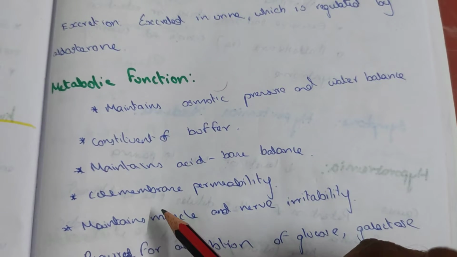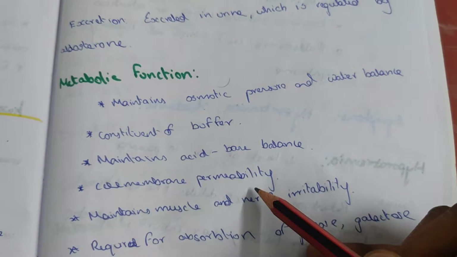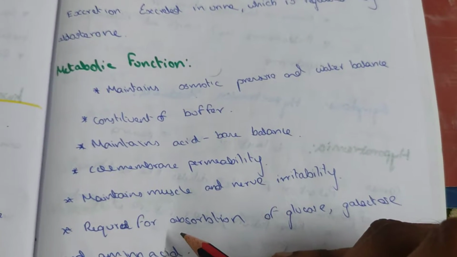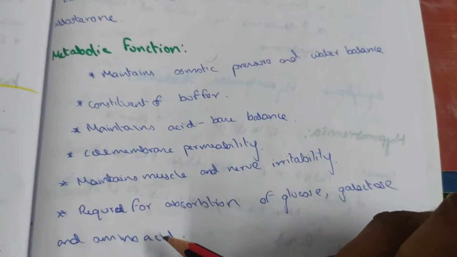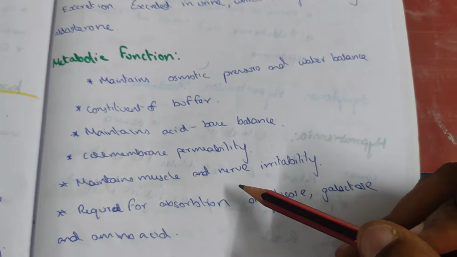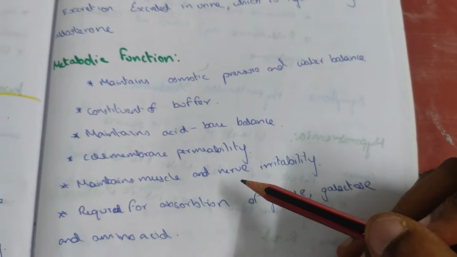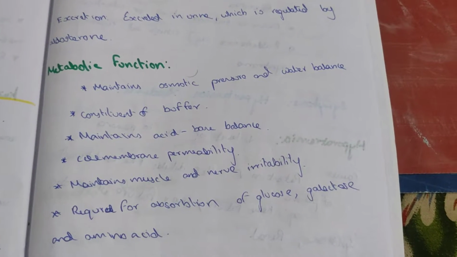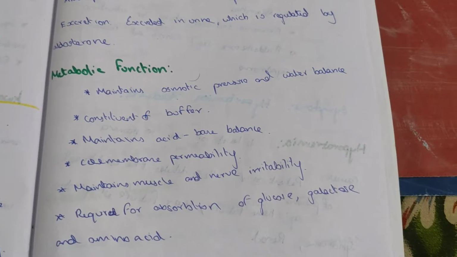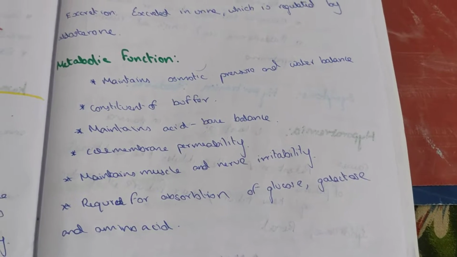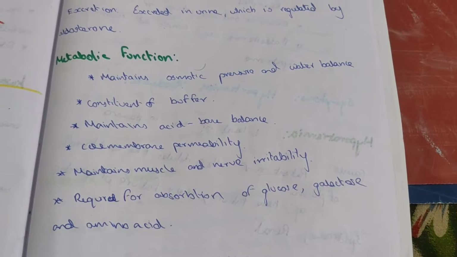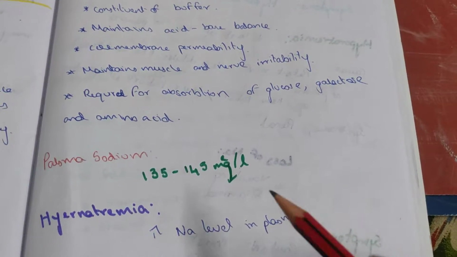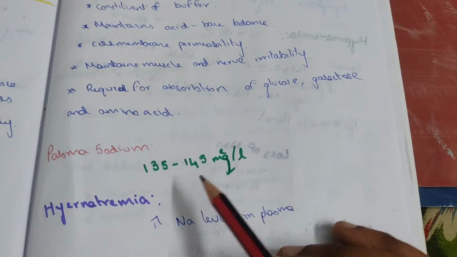which also plays an important role in cell membrane permeability, maintains muscle and nerve irritability, required for absorption of glucose, galactose, and amino acid. This sodium is also responsible for absorption of glucose, galactose, and amino acid. These are the metabolic functions of sodium. The normal plasma sodium level is 135 to 145 milliequivalent per liter. This is the normal level of plasma sodium.